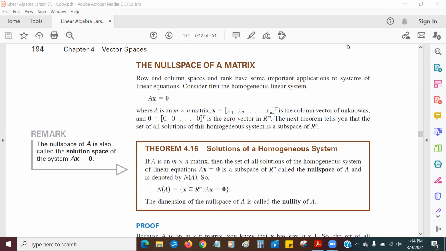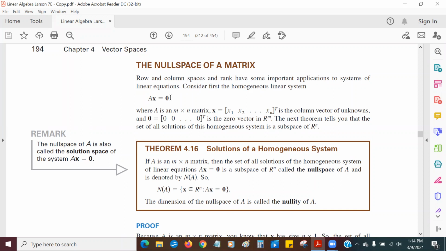We learned that if you have a system of linear equations, you could represent that system as a matrix multiplication, where A is the matrix of the coefficients, X is the matrix of the variables, and B would be the matrix of the constants, but in this case, all the constants are 0. So it's a homogeneous system of equations.